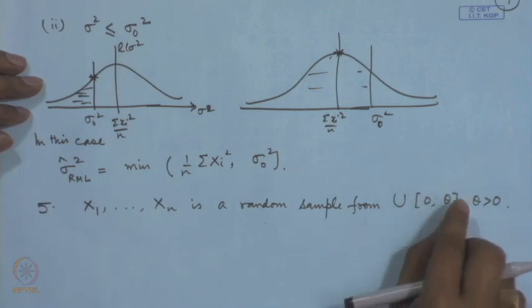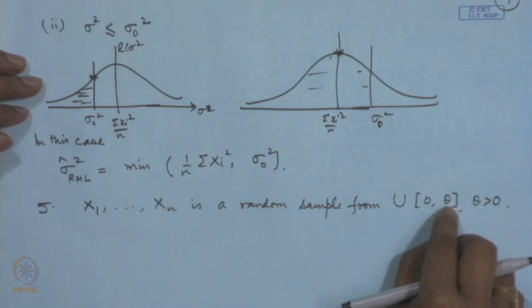If you recollect, the method of moments estimator for theta was 2 x bar, because the mean of the uniform distribution is theta by 2. So, the first sample moment, that is x bar, would be the method of moments estimator for theta by 2. That means, 2 x bar will be the method of moments estimator for theta. Let us look at the maximum likelihood estimator here.